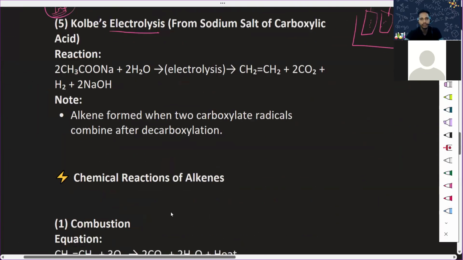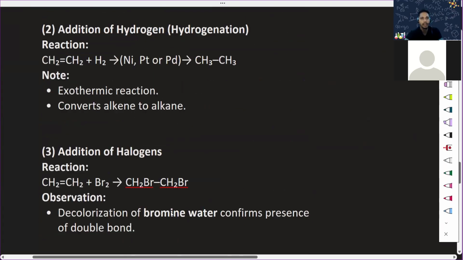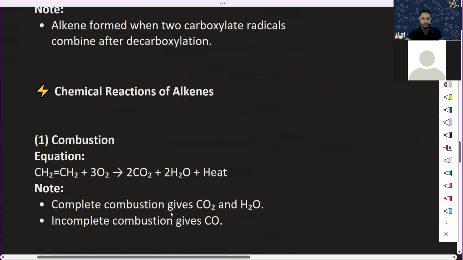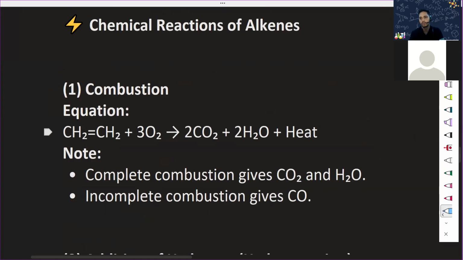Now, let's talk about chemical reactions. There are this many chemical reactions. I will teach you the important part, the very easiest ones. So I will use only these notes. Now, I will give the worksheet after this. You have to solve it.